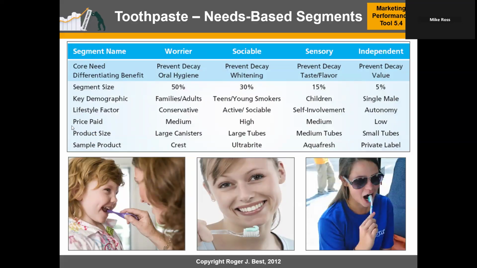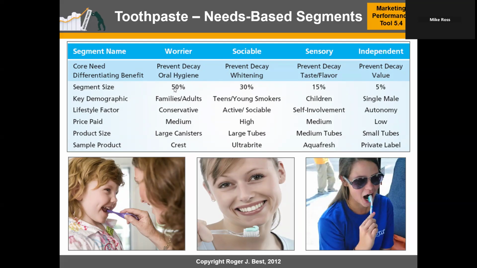So we were talking about toothbrushes here. We might appreciate toothpaste. So, different needs-based segments. We might say, well, maybe one segment from a needs-based standpoint is someone who's a worrier. Maybe they've had a family history of oral, dental problems, and so their primary focus is, hey, I need to prevent tooth decay. So that could be one segment.